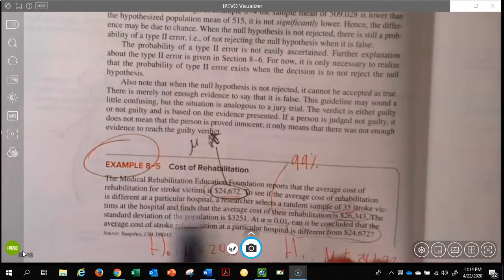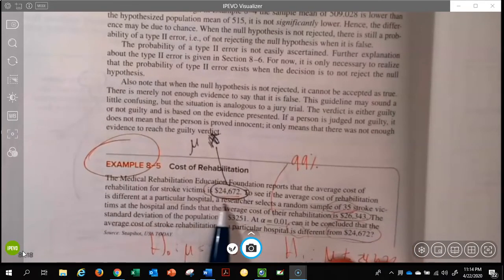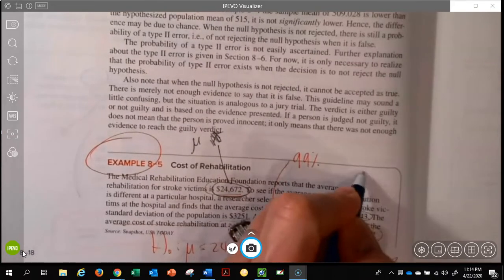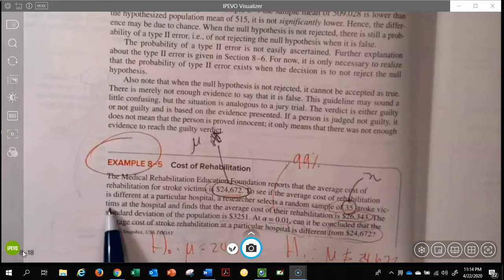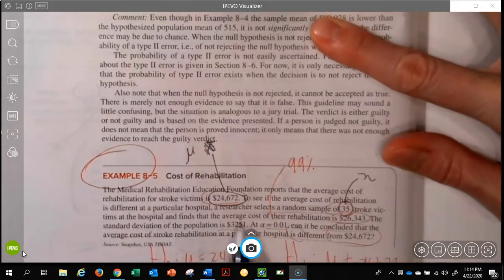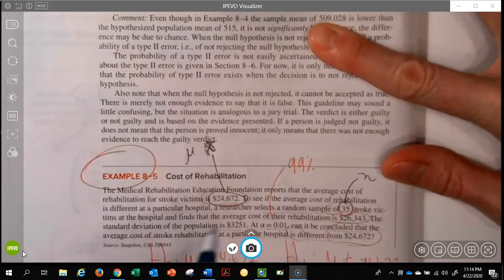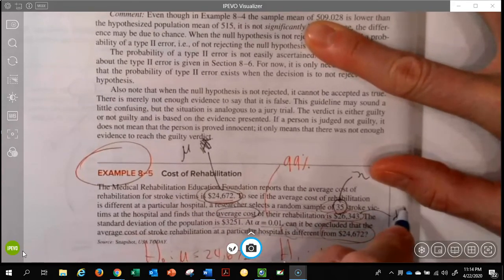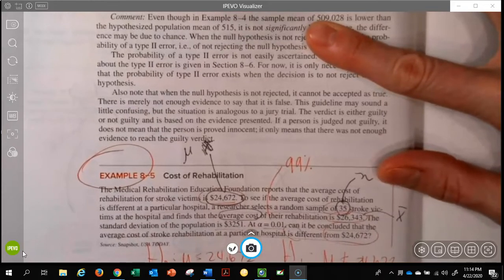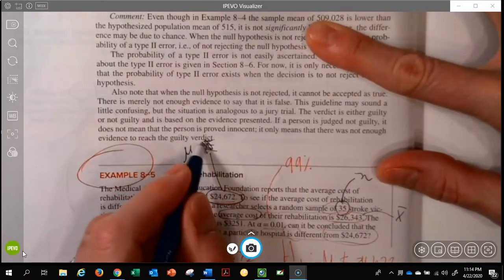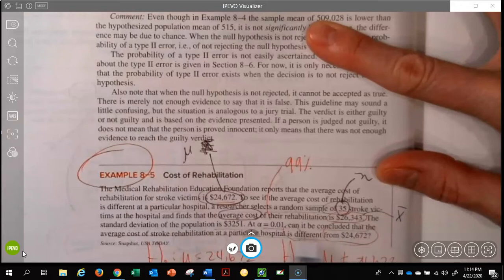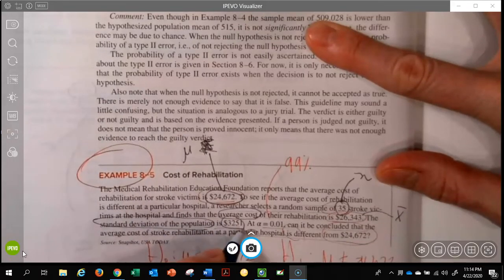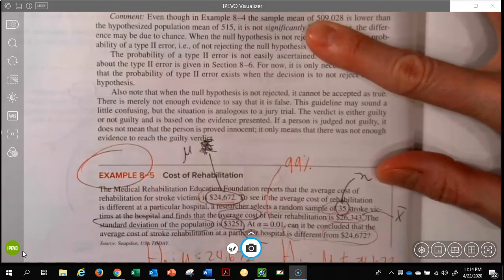To see if the average cost of rehabilitation is different at a particular hospital, a researcher selects a random sample. Okay, here's our random sample. We think that's N. Of stroke victims in a hospital and finds that the average cost of theirs, here we go with X bar. There's the average cost of the sample. So this one wins. It is mu. The standard deviation, oh nice. The standard deviation for the population, joy, oh joy. We get our sigma.